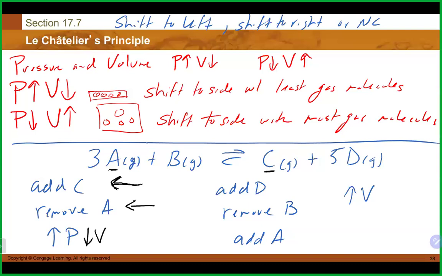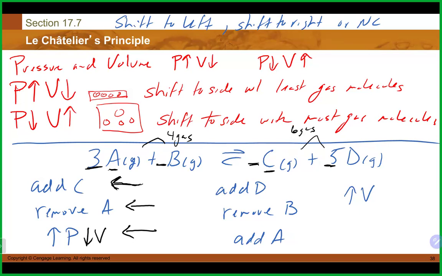In this case here, there are a grand total of 4 gas molecules, 1 there and 3 there. On this side, there is 1 gas there and 5. That is 6 gas molecules. So in this particular case, it will actually shift to the left, which has the least number of gas molecules. Any questions on those 3 there?